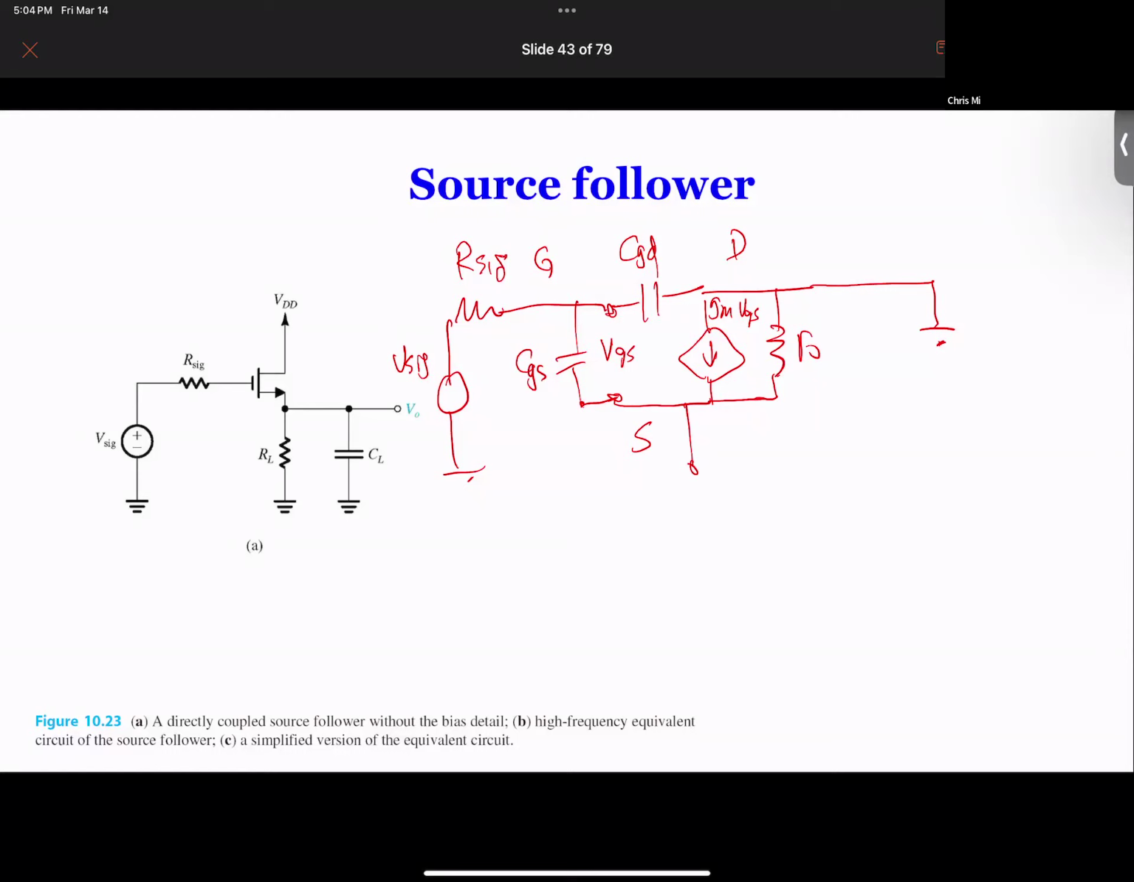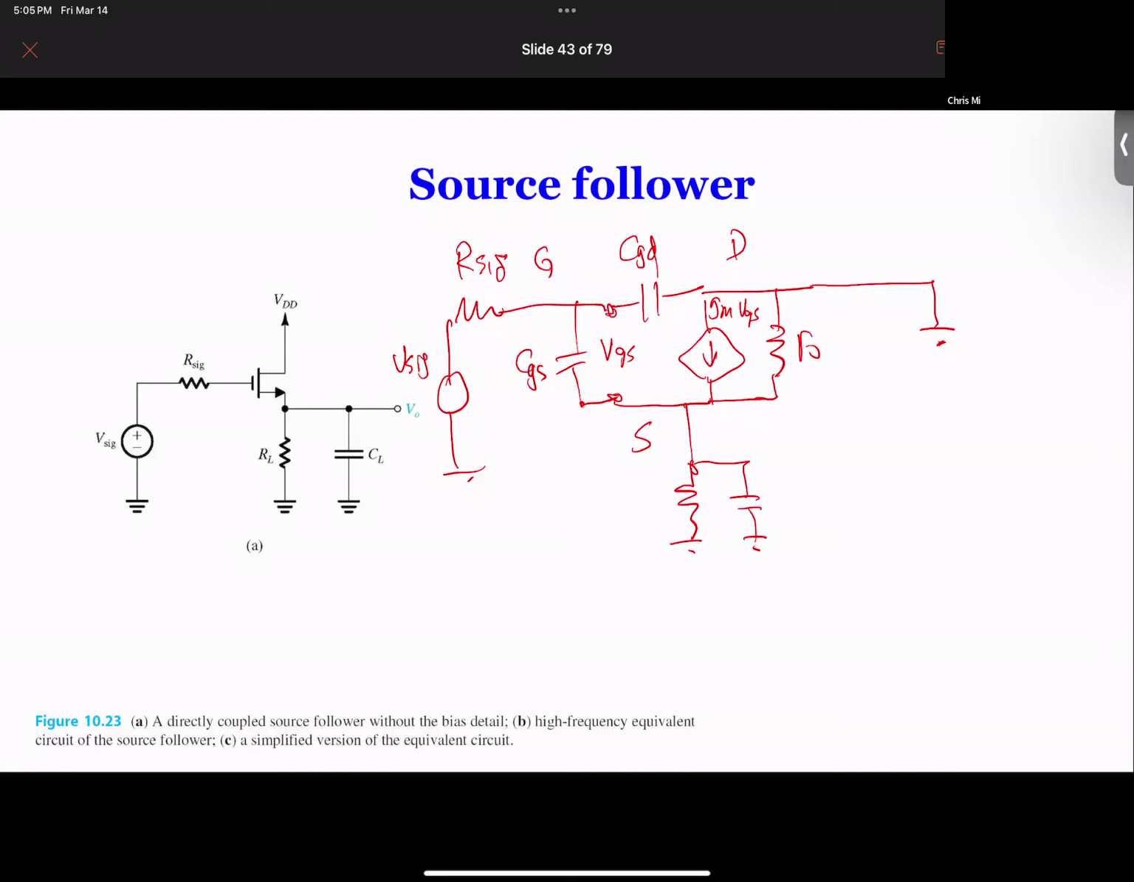So we're going to put these two in parallel, and they're both connected to the source of the MOSFET. So this is our equivalent circuit, and over this equivalent circuit, apparently there's an opportunity for us to simplify it. We can simplify this circuit before we move forward.